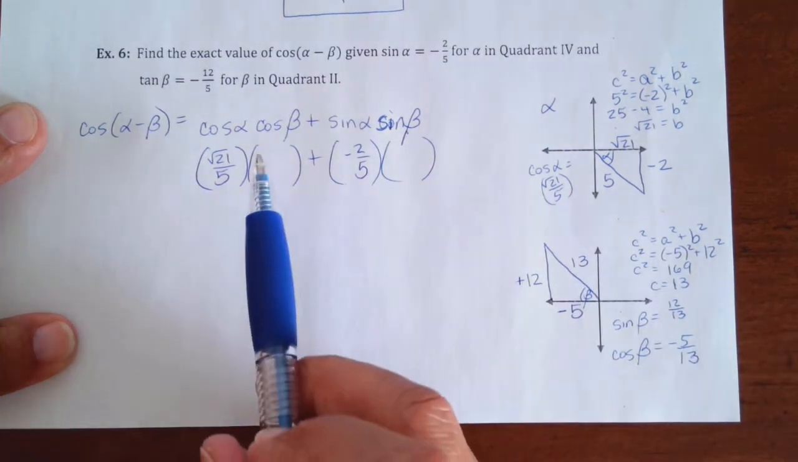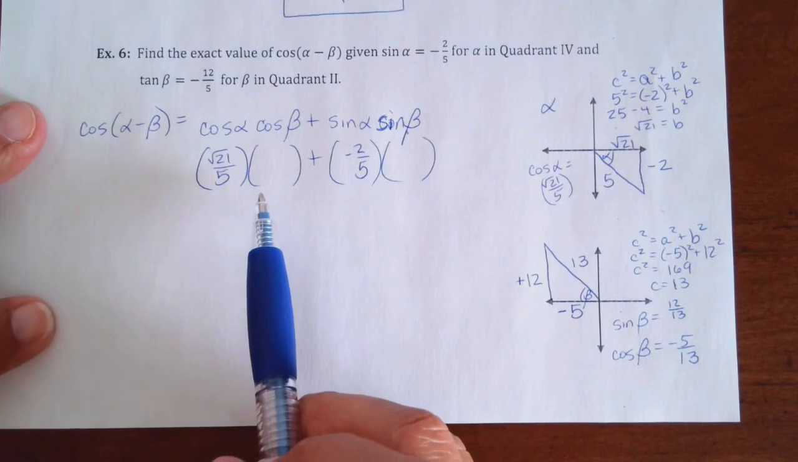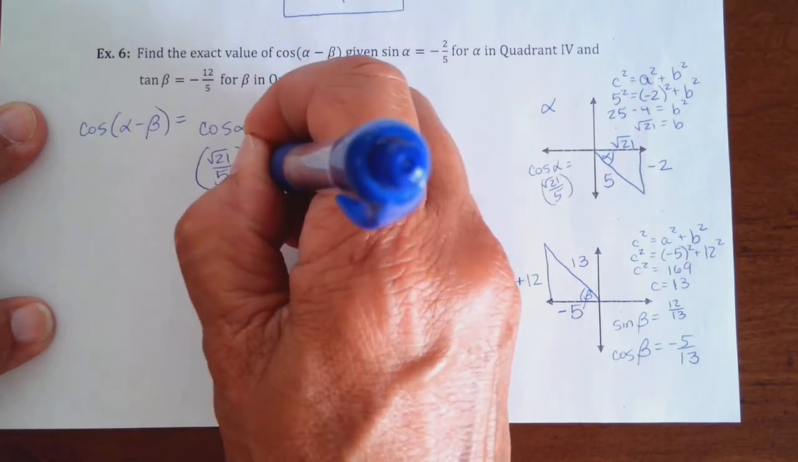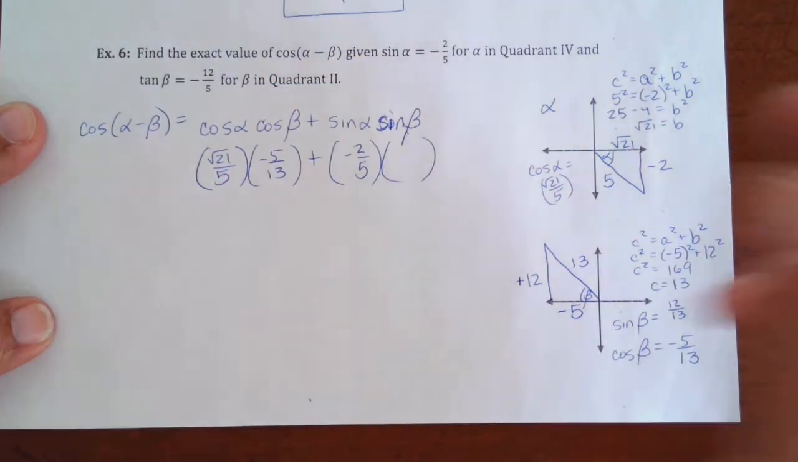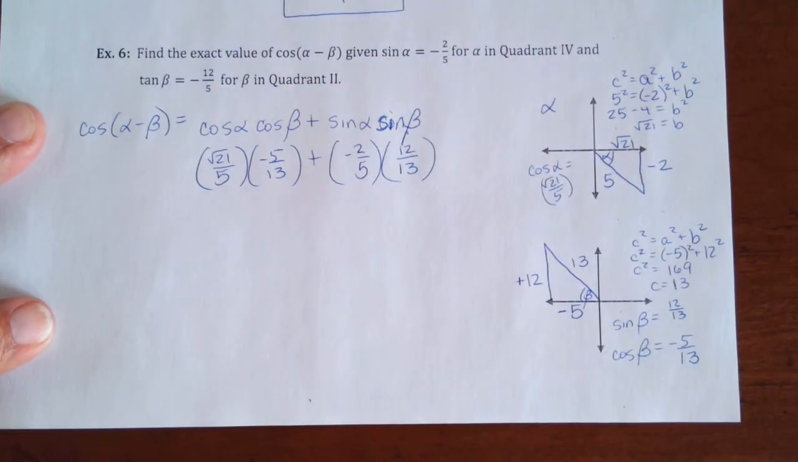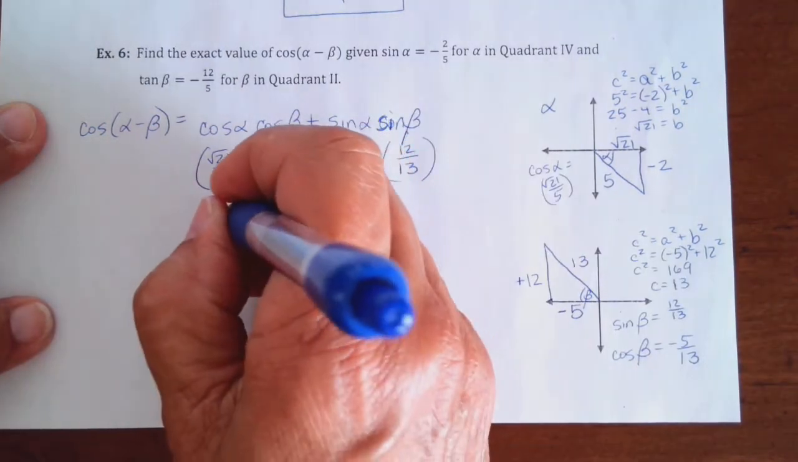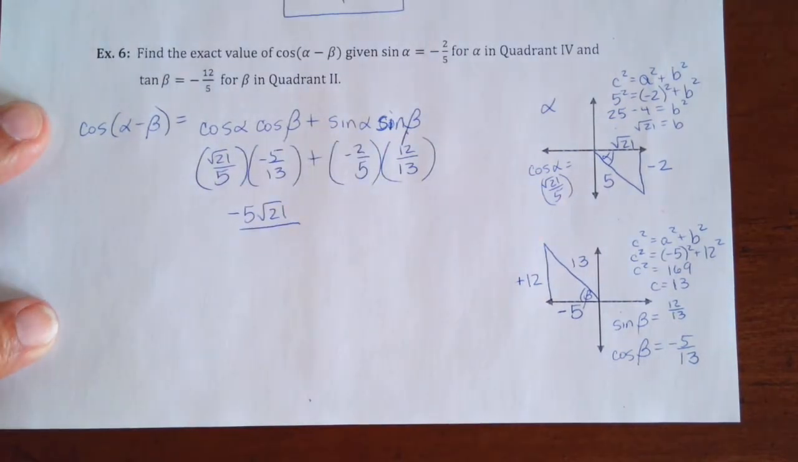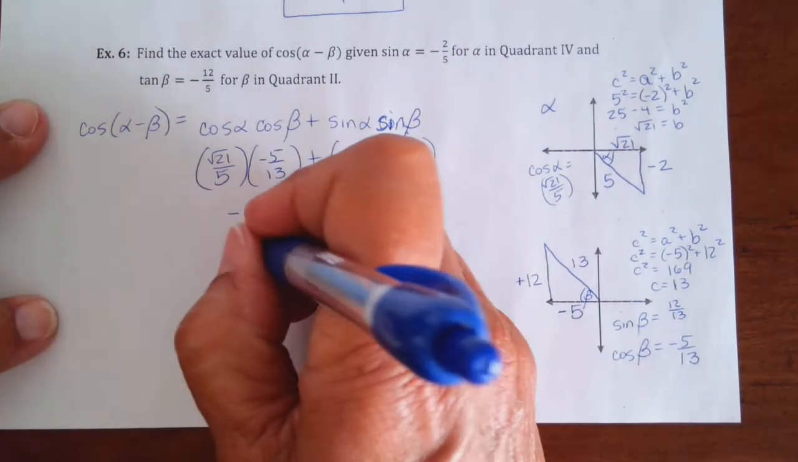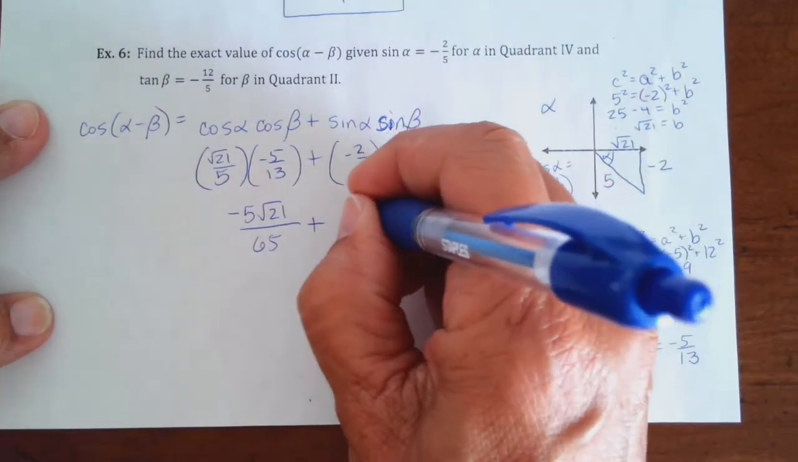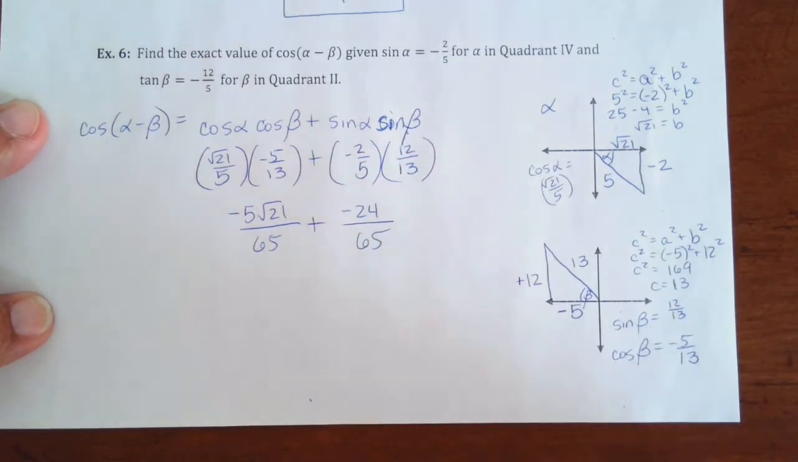Now we can fill in the rest of our sum and difference formula. We need the cosine of beta here, which was negative 5/13, and then we have the sine of beta, 12/13. Now we're just going to multiply. The square root of 21 times negative 5 is negative 5 square root of 21. And then 5 times 13 gives you 65. Plus negative 2 times 12 is negative 24 over 65.